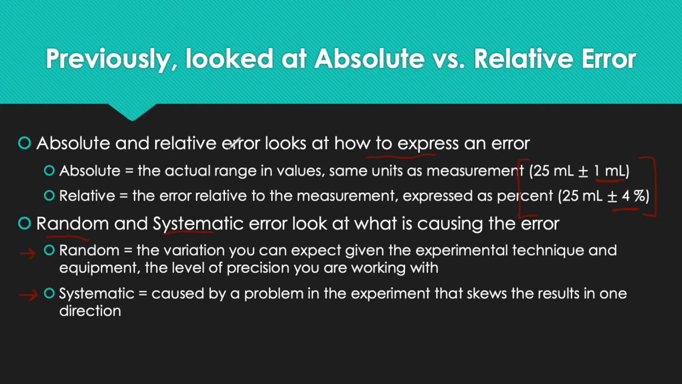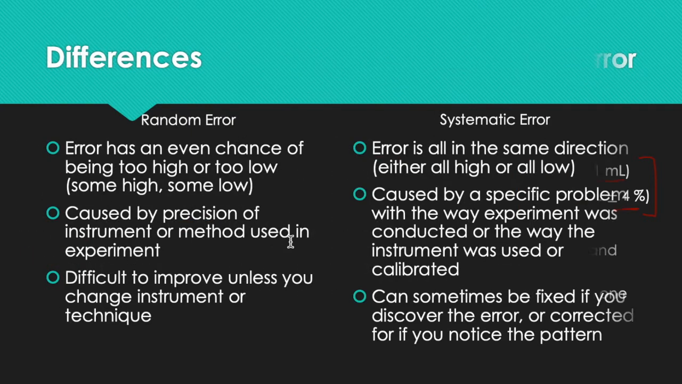These classifications of types of error are independent from each other. You can have random error expressed as a percent or as an absolute, and you can have systematic error expressed as a percent or as an absolute. So here's a little bit more detail on the differences between random and systematic error.